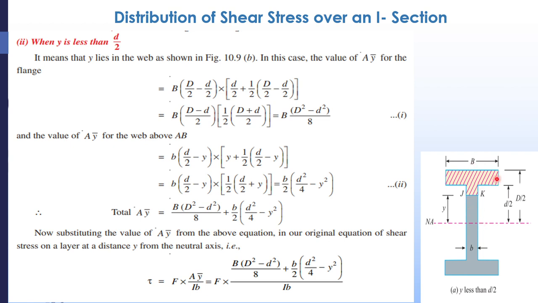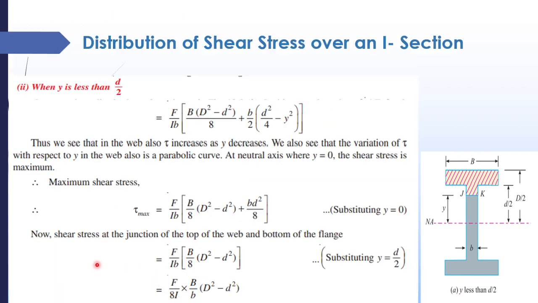Y bar also you have to find like that: y bar of this particular rectangle plus y bar of this particular rectangle. Y bar of this rectangle is this distance plus half of this distance. Y bar of the other rectangle is this distance plus half of this distance. So that will give you the total A y bar. Got it? Now that A y bar you have to substitute in this particular equation for getting the value of tau when y is less than small d by 2. Now the maximum shear stress at that point also you have to find.